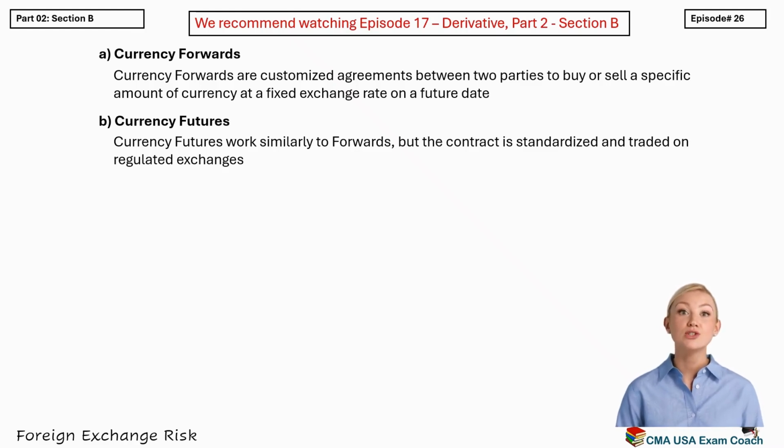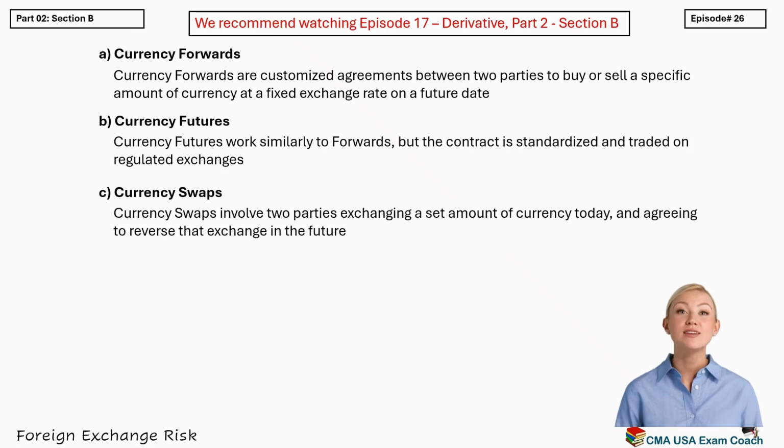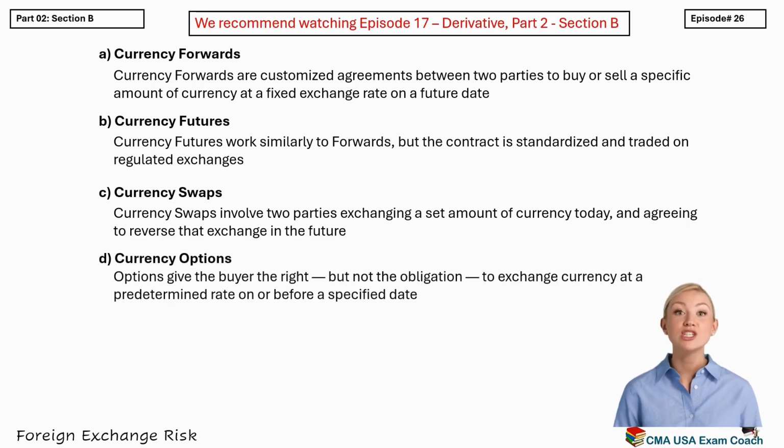Currency swaps involve two parties exchanging a set amount of currency today and agreeing to reverse that exchange in the future. These are particularly useful when a company needs to raise funds in one currency while servicing debt or making payments in another. And currency options give the buyer the right, but not the obligation, to exchange currency at a predetermined rate on or before a specified date. This is helpful for companies that want protection against unfavorable currency movements, but also want the flexibility to benefit if the market moves in their favor.